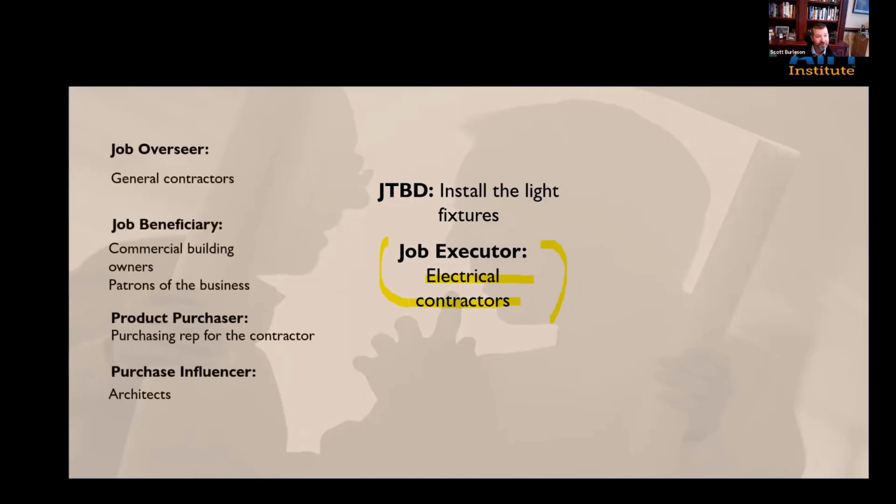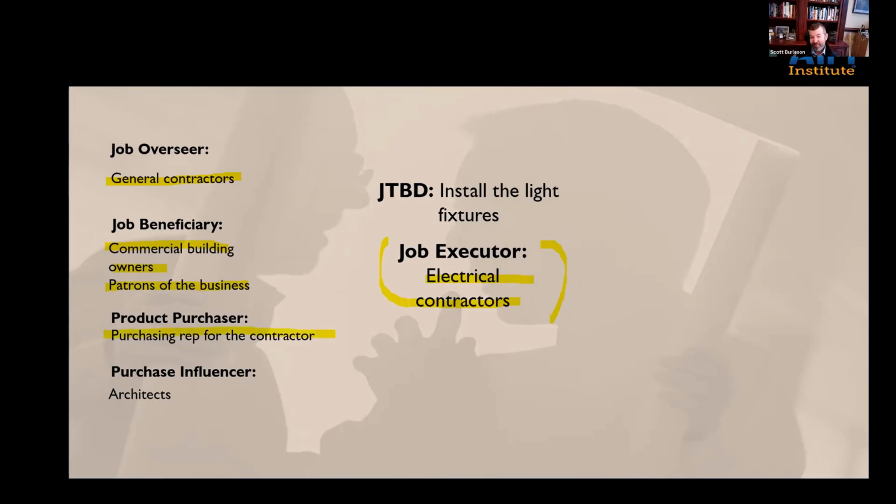And so then we build out the rest of the ecosystem. In this case, the job overseers are general contractors. They're not installing the lights, but they're responsible for how well it's done. The job beneficiary is the owners of the building, but also the people who are going to live in the building later, who benefit from how well that's done. We have a product purchaser.